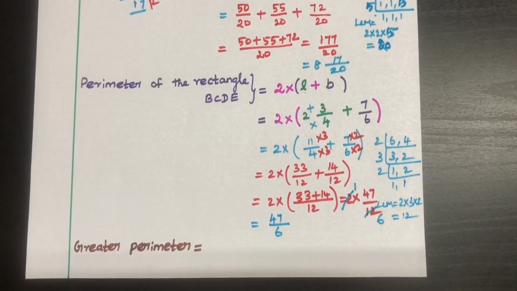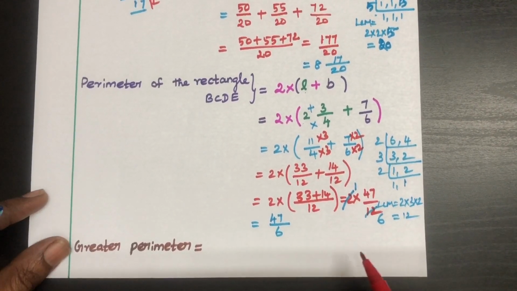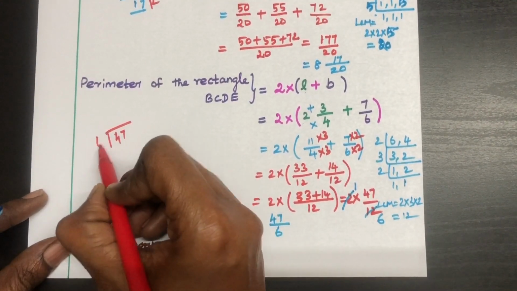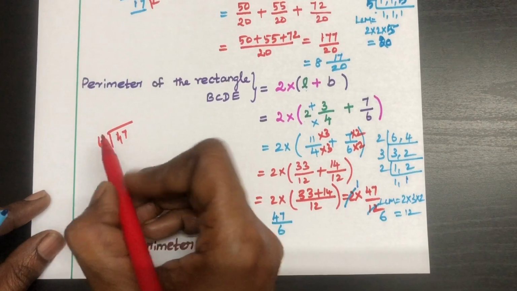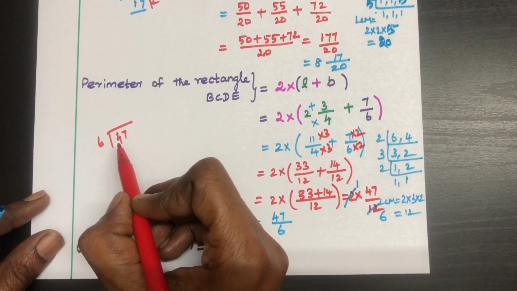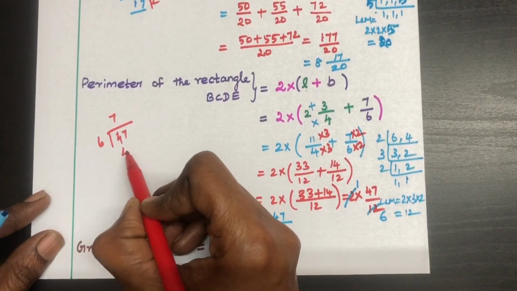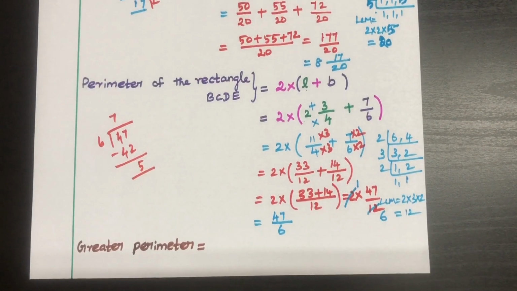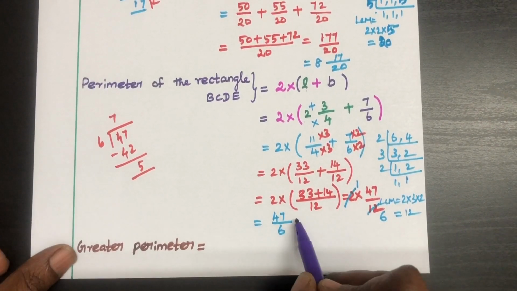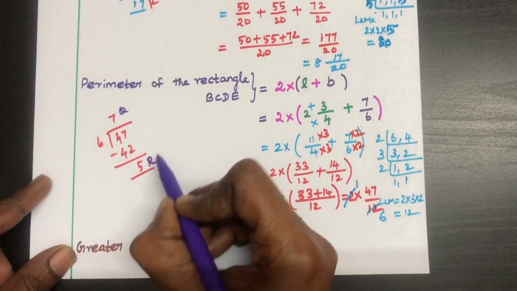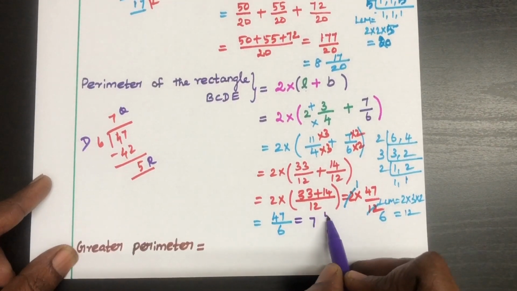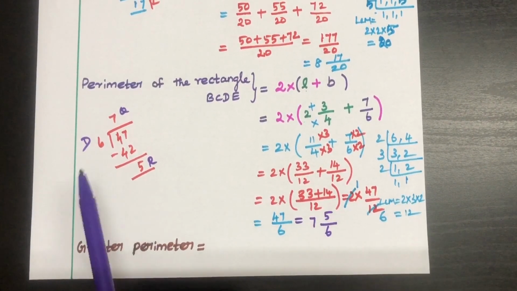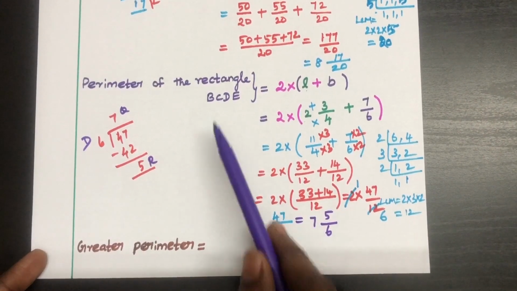So how to write this 47 by 6, an improper fraction, as a mixed fraction? If you divide 47 by 6, what will we get? How many times is 6 in this? 47. 7 times, right? 42. So if we subtract, we will get 5 as the remainder. Now this is equal to Q R D, 7 5 by 6. This is our answer. So this is the perimeter of the rectangle BCDE.